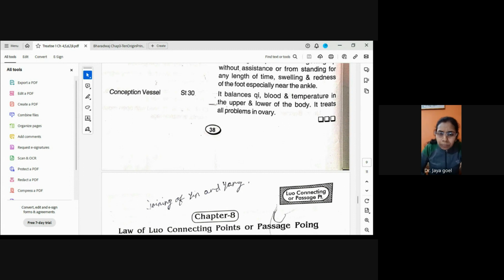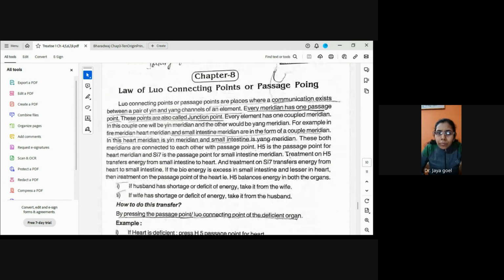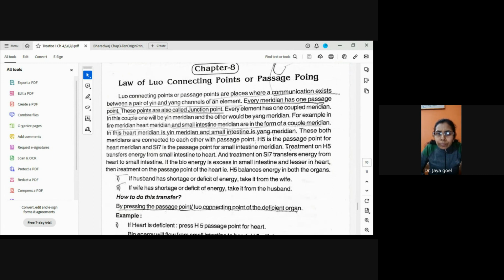And now we come to the Luo connecting points, or Luo connecting passage points. Everyone knows that all meridians are paired meridians. Yin and yang are paired meridians, and the Luo connecting point is the connecting point of these meridians. Like small intestine and heart are the paired meridians of the fire element. Then H5 and SI7 are the Luo connecting points, and they combine these two meridians.